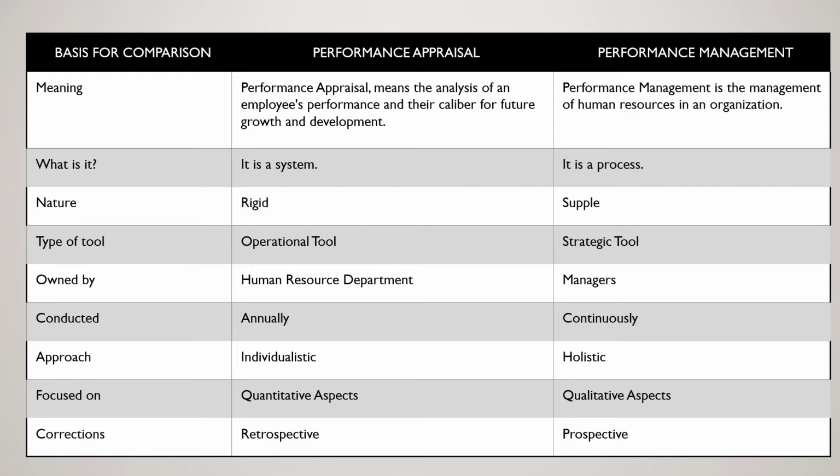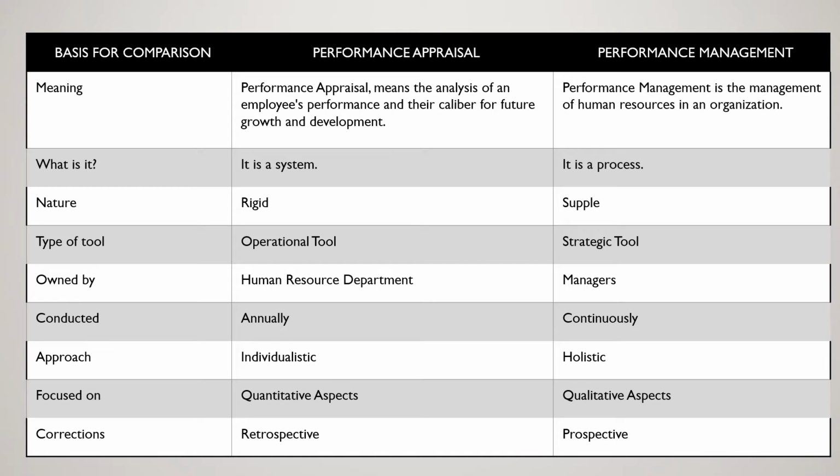So first of all, comparison chart. So the comparison, first of all, meaning. The meaning of performance appraisal is the analysis of an employee's performance and their caliber for future growth and development. But the meaning of performance management is the management of human resources in an organization. So performance appraisal, it is a system, but the performance management, it is a process. So the nature of performance appraisal is rigid, fixed, but the nature of performance management is supple. It is not rigid. It is opposite of rigid.